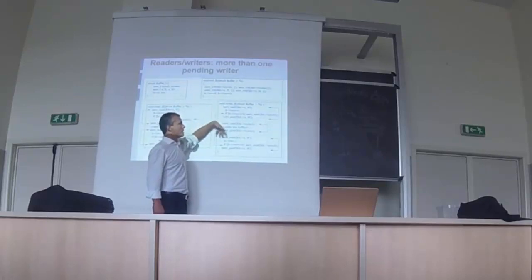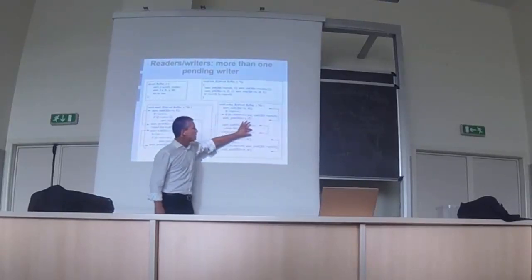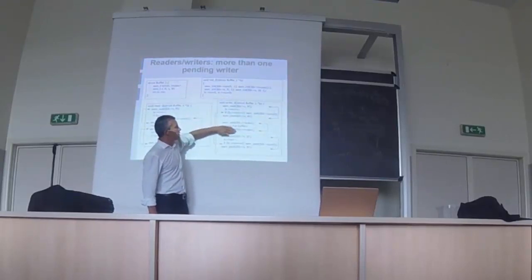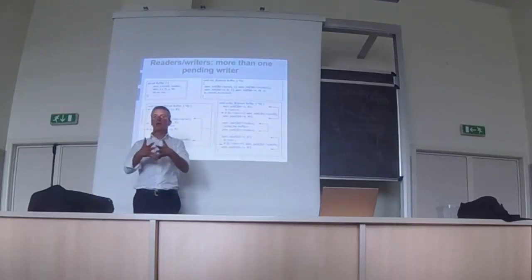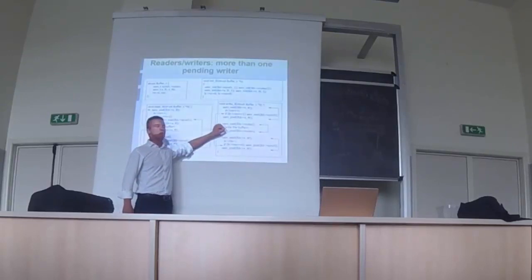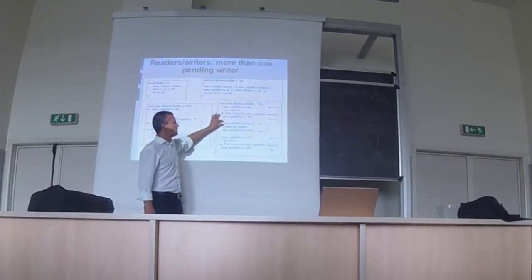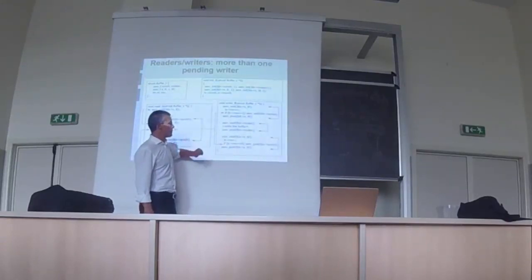Then, since multiple writers can be here, they just release the semaphore, and they can continue. I need to insert this mutex. If I don't insert this mutex, then I may allow contention on the writing section. So I need to insert this mutex here to protect the writing section among multiple writing attempts. What do I do at release time?